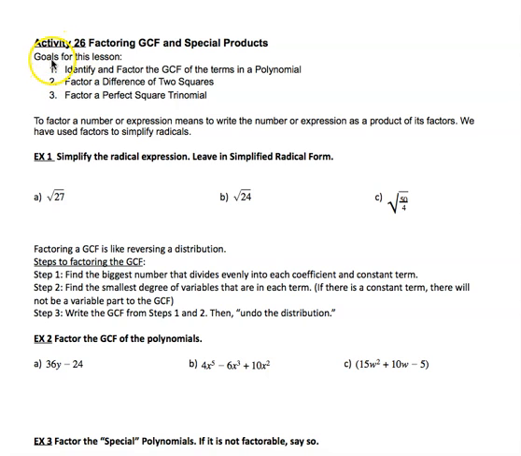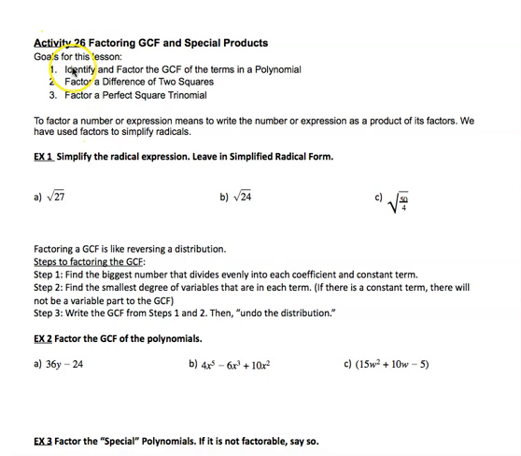Today we're going to talk about factoring, and specifically because we're going to be working on factoring for a while, because there's lots of different types and we want to move through and give you plenty of practice on each. So today we're just going to talk about factoring with what's called GCF for greatest common factor and special products.